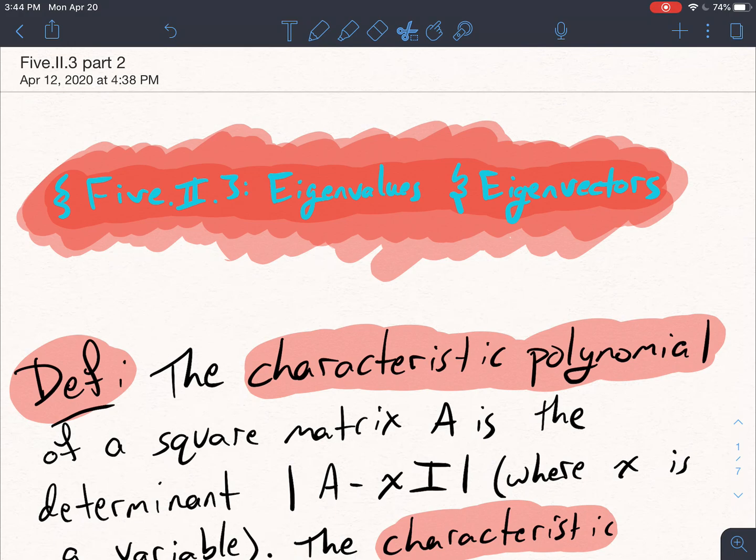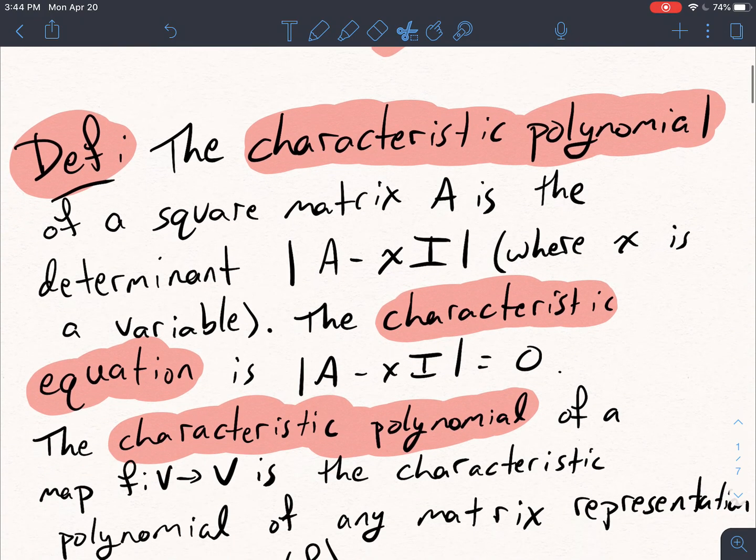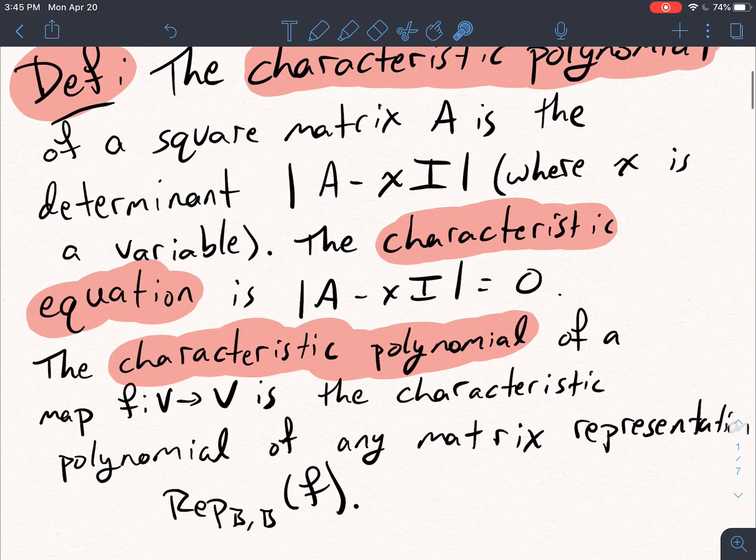Now that we've seen some examples on how to find the eigenvalues and eigenvectors for a matrix or a linear map, I want to give some basic definitions and also talk about some properties about these things. So, definition: the characteristic polynomial of a square matrix A is the determinant of A minus x times the identity matrix, where x is just some variable. You could have put a lambda here, it doesn't really matter. And the characteristic equation is the equation you get when you set the characteristic polynomial equal to 0.